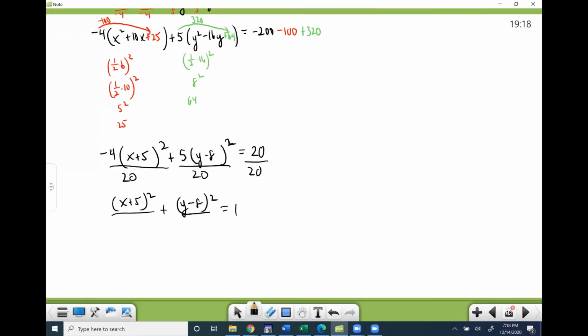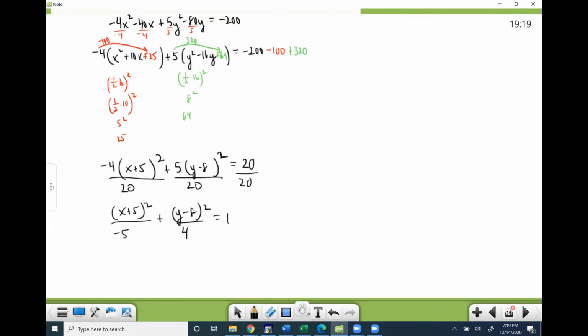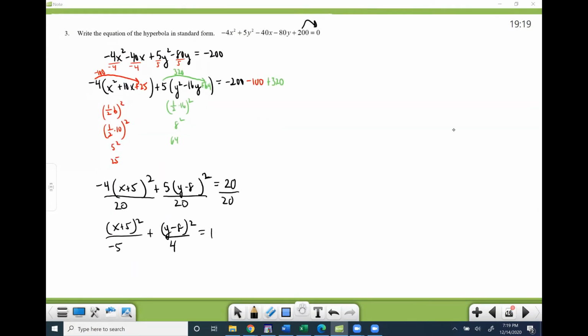Now, just divide here, right? So 4 goes into 20, so it's going to be -5 down here. 5 goes into 20 4 times. Now, here's the thing, you guys. This is not how the equations look. The equations for a hyperbola have a minus in the middle. They don't have a plus right here. That's not what it looks like, right?